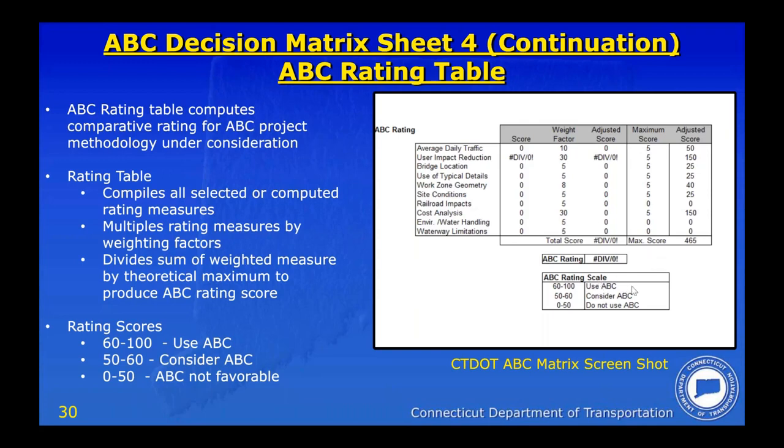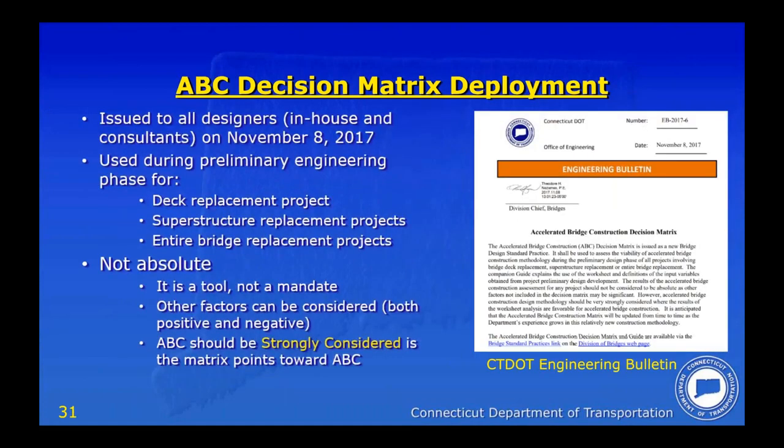So again, 60 to 100, good for ABC; 50 to 60, marginal; and less than 50, ABC is probably not your first choice. So this matrix was released after our pilot process, with a number of projects we used this on, and was released through an engineering bulletin in November of 2017.